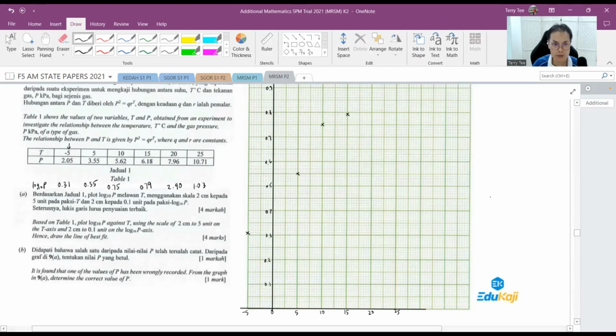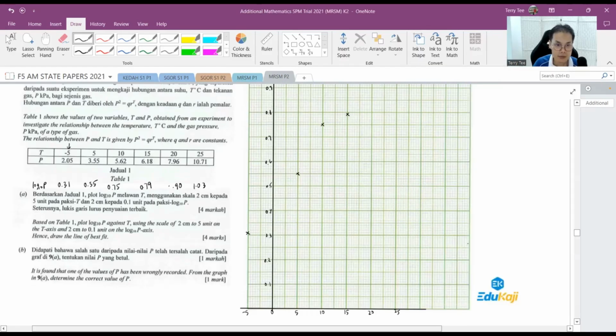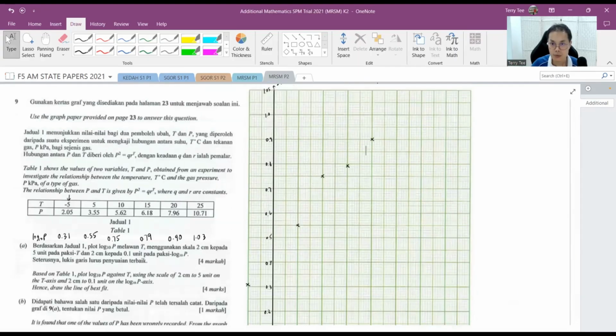Wait, I think this is not 2.9. I think I typed this wrongly. This is log 7.96. 0.9, not 2.9, I wrote wrongly. 0.90. Okay, so 0.9 will be over here. And the next one is 1.03, at 25, 1.03.